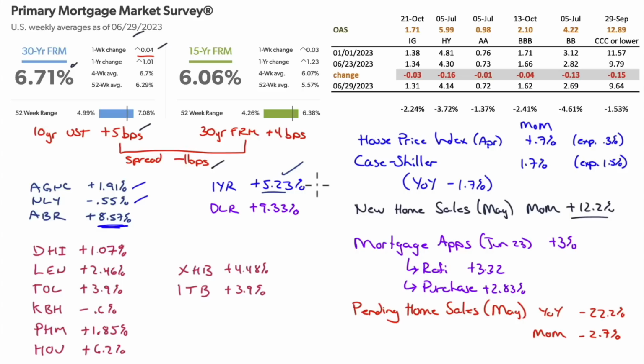But look at that. Look at the home builders again. 52-week highs printing across the sector. DHI up 1.07%.